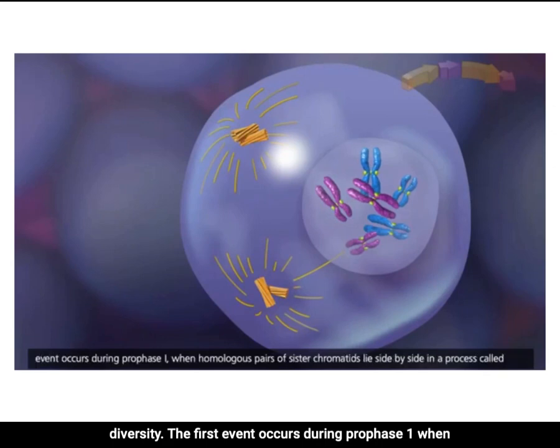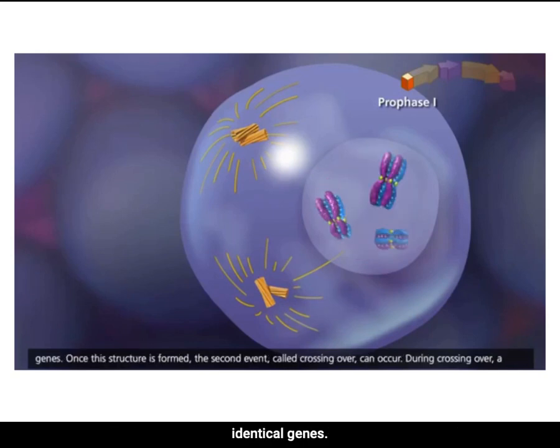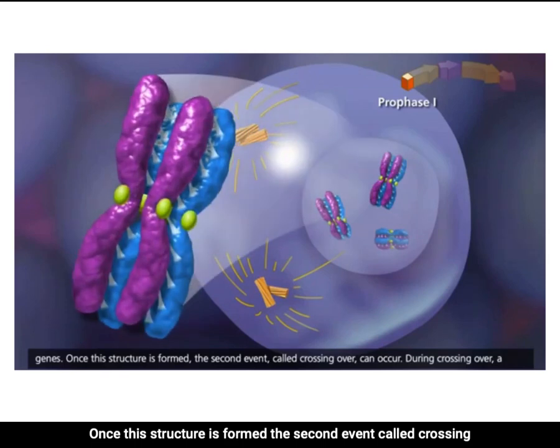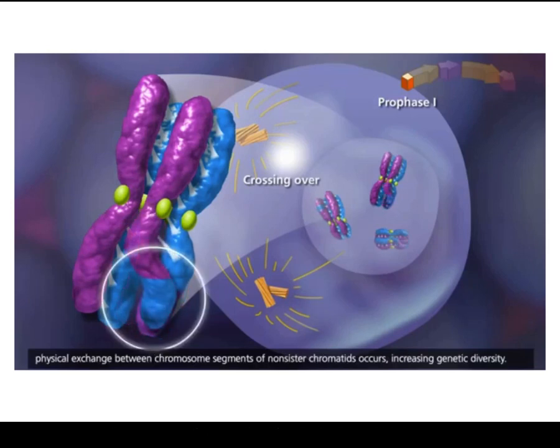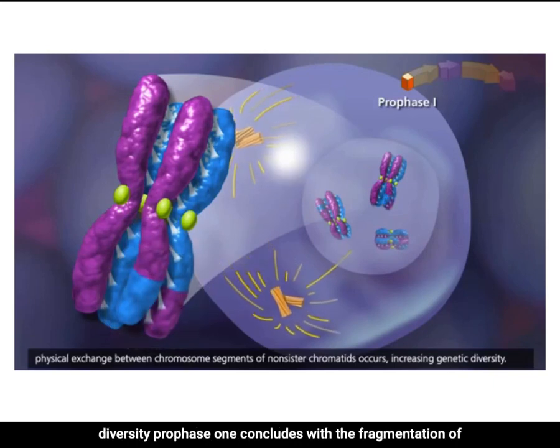The first event occurs during prophase I, when homologous pairs of sister chromatids lie side by side in a process called synapsis, forming a tetrad or bivalent. The homologous chromosomes share similar but not necessarily identical genes. Once this structure is formed, the second event, called crossing over, can occur. During crossing over, a physical exchange between chromosome segments of non-sister chromatids occurs, increasing genetic diversity.